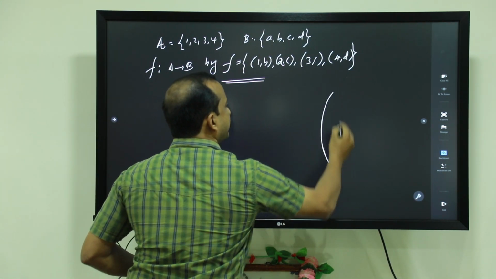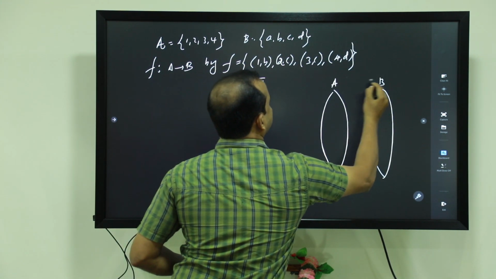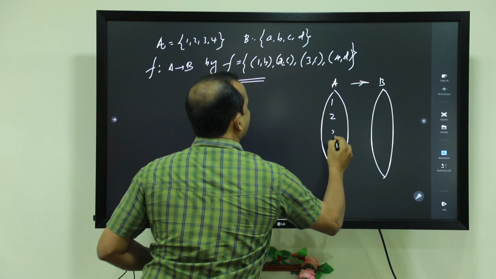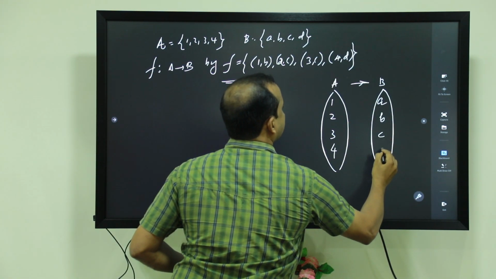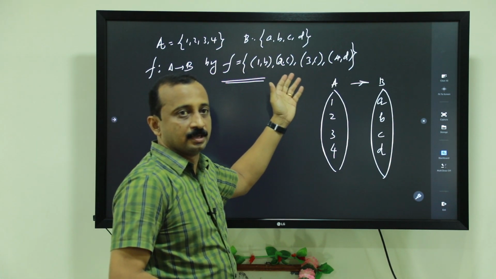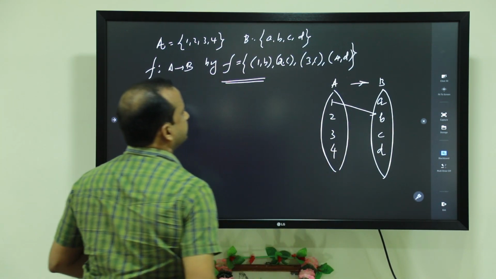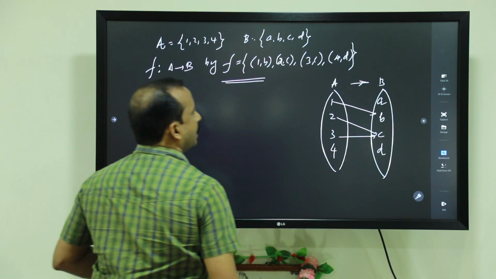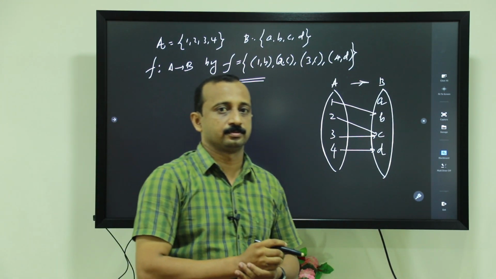First we form an arrow diagram. Here the first set is A and the second set is B. Here the first set contains the elements 1, 2, 3, 4. Now the second set contains the elements A, B, C and D. Now our function in roster form: plotting the images, 1's image is B, 2's image is C, 3's image is C and 4's image is D. Check whether f is one-one or onto.